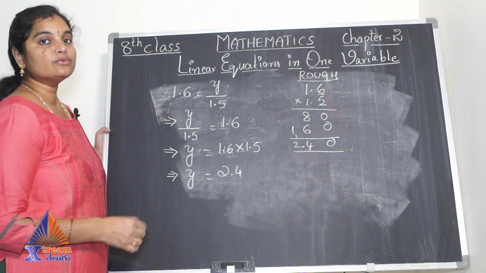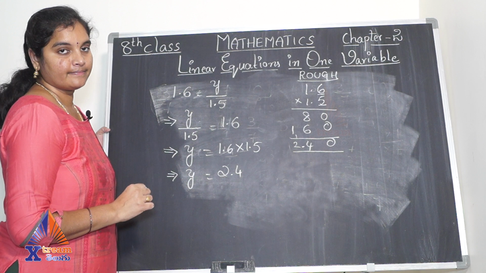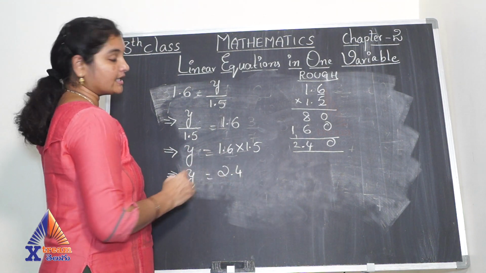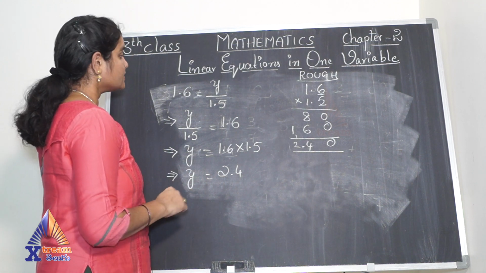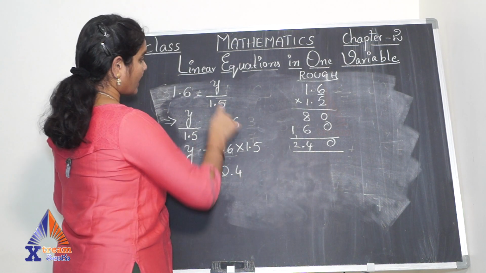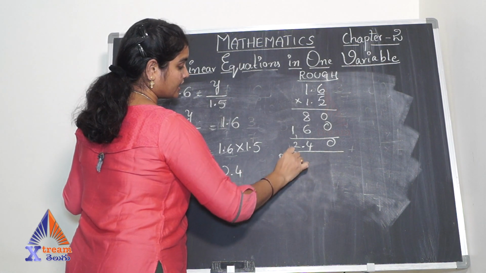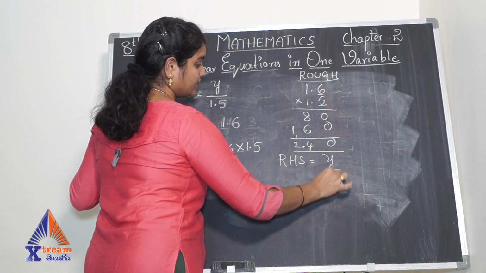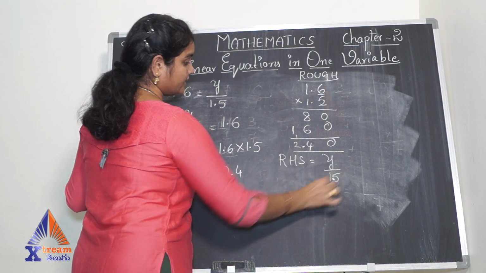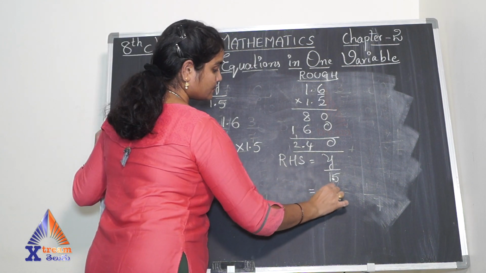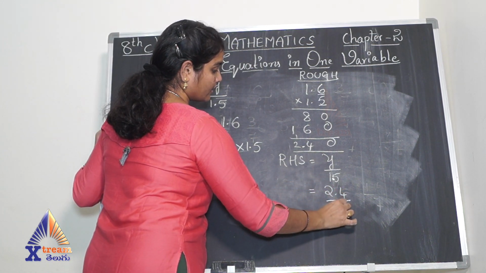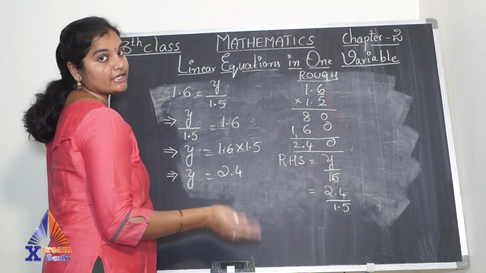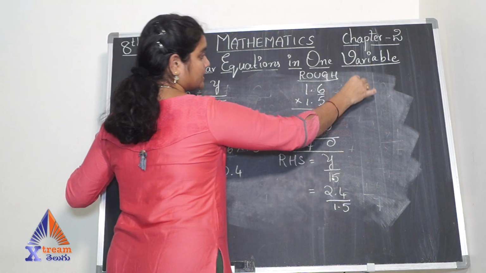So again you are going to cross check your answer. After checking you will understand whether this is our correct answer or not, right? So let's check this one. This time we need to take the RHS, which is y by 1.5. We got our answer as 2.4 by 1.5. If you are very comfortable with this kind of division, you can carry on like that, or we will do it like this.